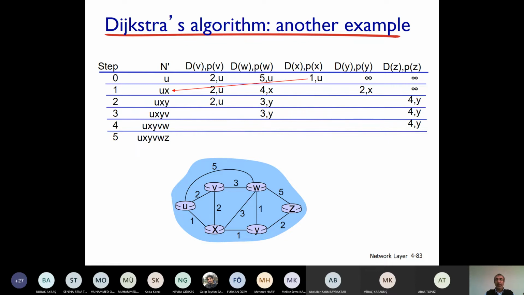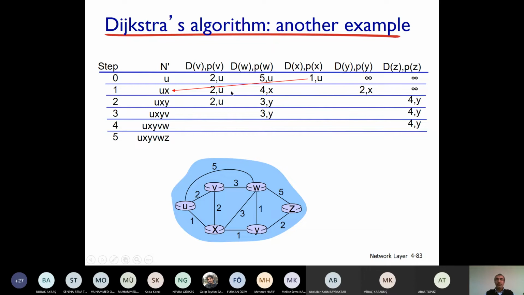P of W is going to be X. And then for Y, now we can reach Y through X, and the D of Y is 2 because 1 plus 1 is 2. The P of W is X in this case. And Z still is not reachable because it's not directly connected, so we keep it infinity.